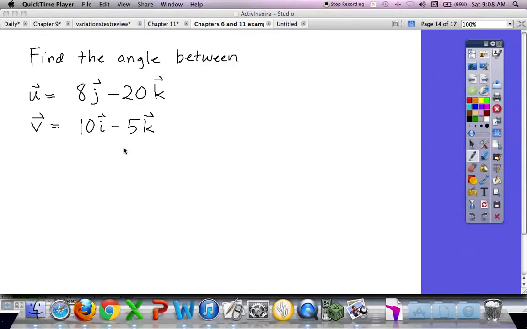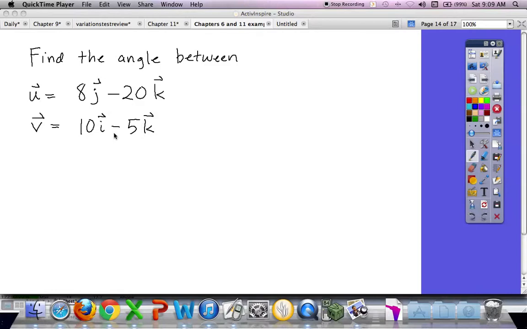Find the angle between two vectors. And in this case, they're in 3 dimensions, although it may not look like that because we're using the linear combination of the standard unit vectors, and there's only 2 terms. But notice that this first one doesn't have an i term, which means it doesn't have an x component, and the second one doesn't have a y term, or a j term, so it doesn't have the y component.